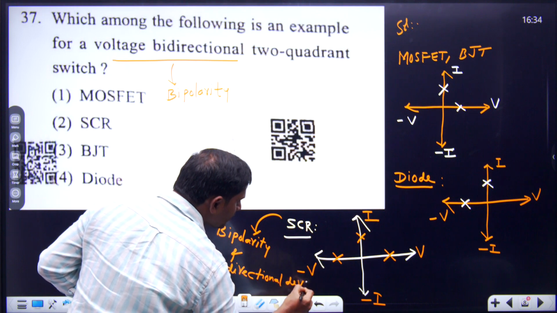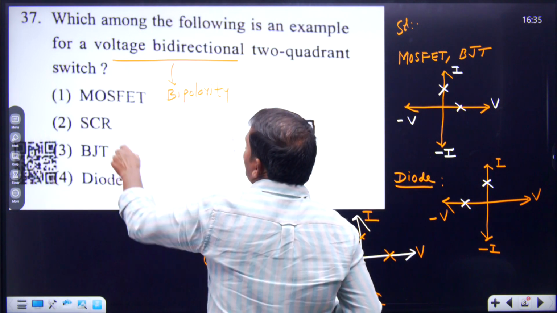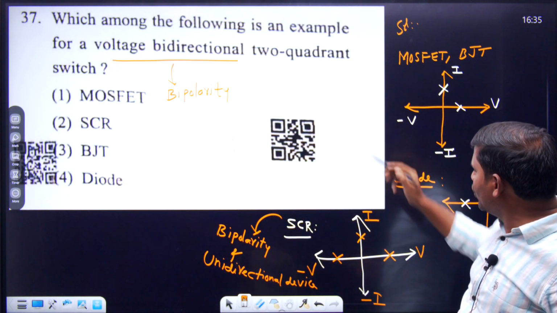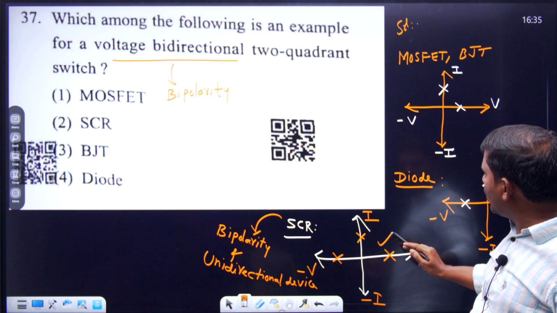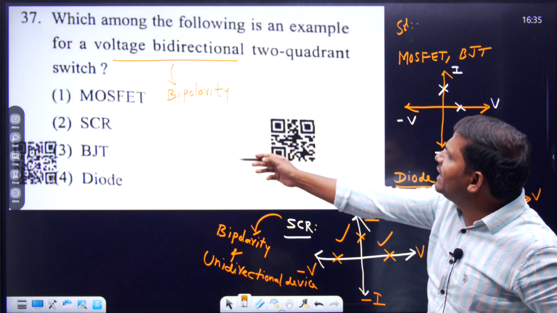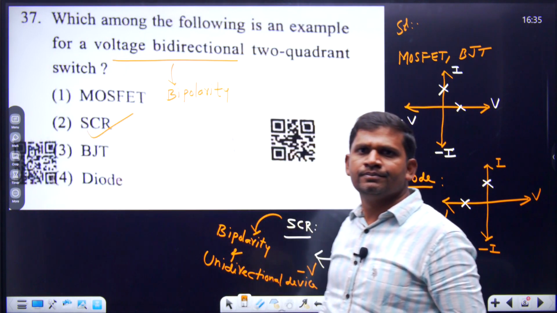Unidirectional device. Then which option is correct, students? The question asked is voltage bidirectional. Voltage bidirectional, 2-quadrant. 2-quadrant means first quadrant and second quadrant. Then voltage bidirectional is bipolarity. Then SCR is the correct answer.